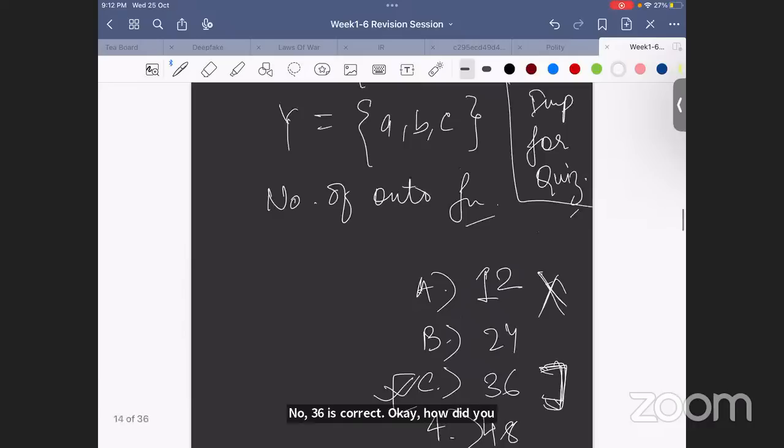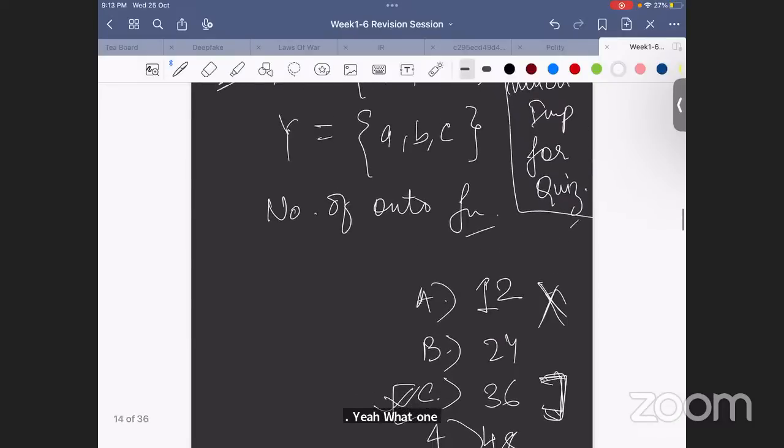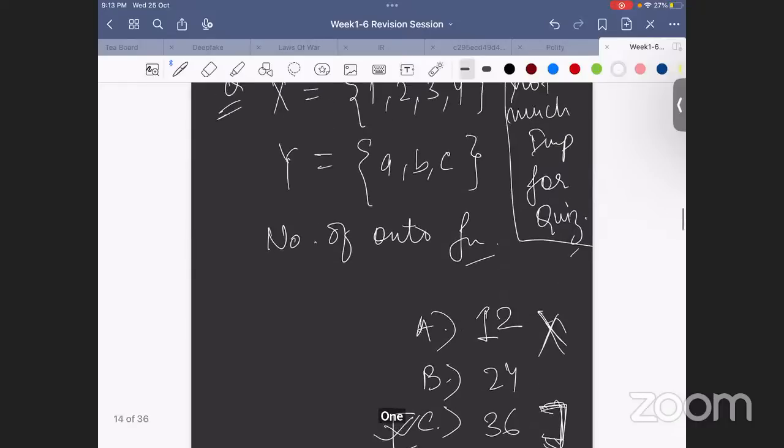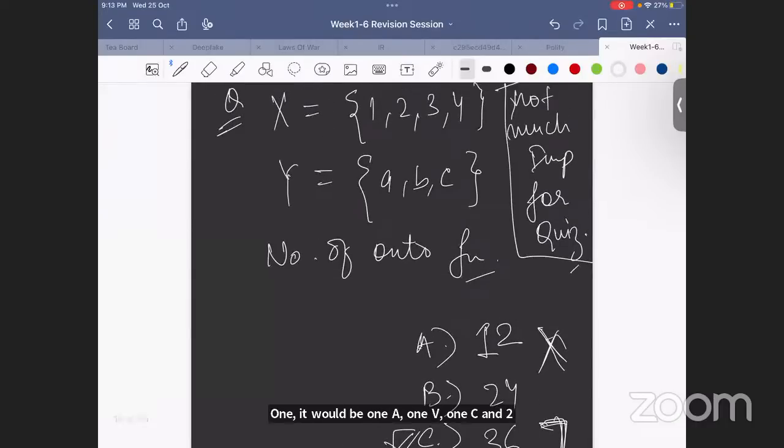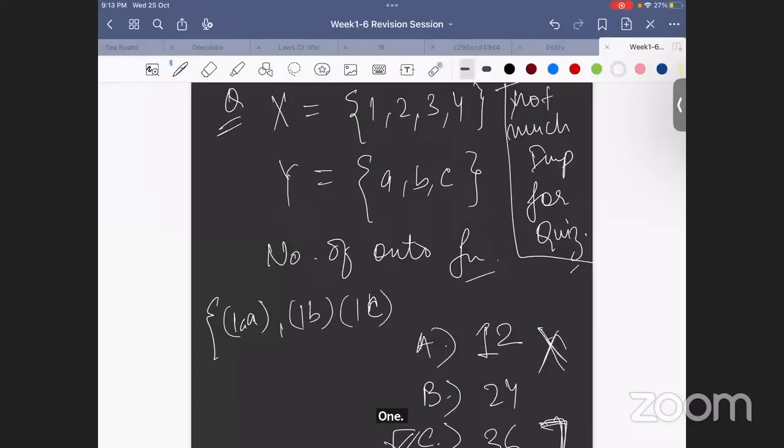How did you solve this question? For every one there will be 3 outcomes, no? 1A, 1B, 1C. For 2, it will be 2A, 2B, 2C, and so on for 3 and 4. So this will be something like this, right? 1A, 1B, 1C. Is this the way you're saying? Yes, sir. For 2, for 3, and for 4.